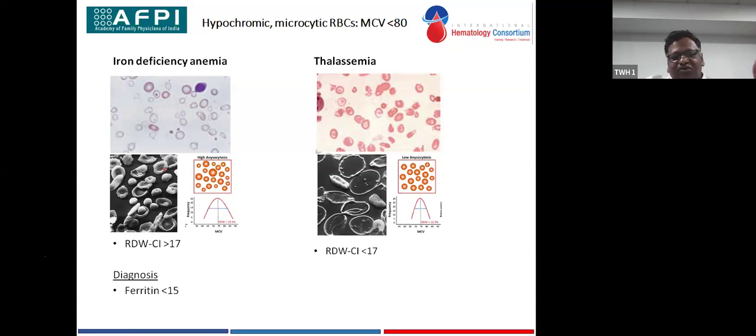Hematologists only do ferritin. We don't do iron profile. We don't do serum iron. It only causes confusion. Thalassemia, how do you diagnose? You do a hemoglobin electrophoresis and the ferritin will be normal or high.